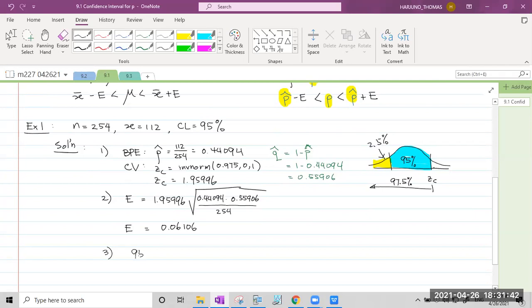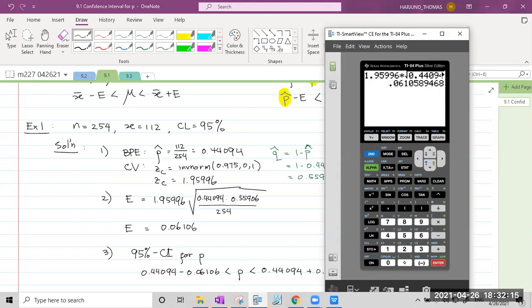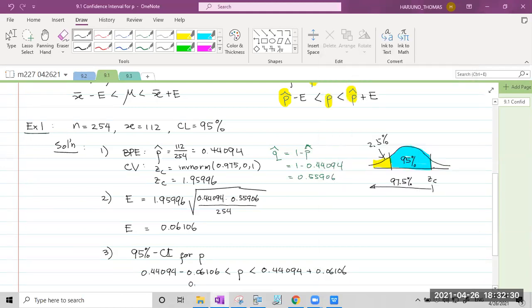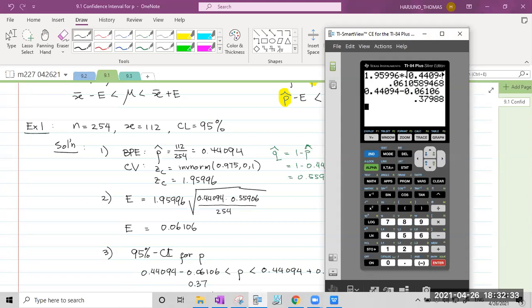So the 95% confidence interval for P will be the best point estimate minus margin of error, less than P, not mu, less than best point estimate plus margin of error. 0.44094 minus 0.06106. That is 0.37988.